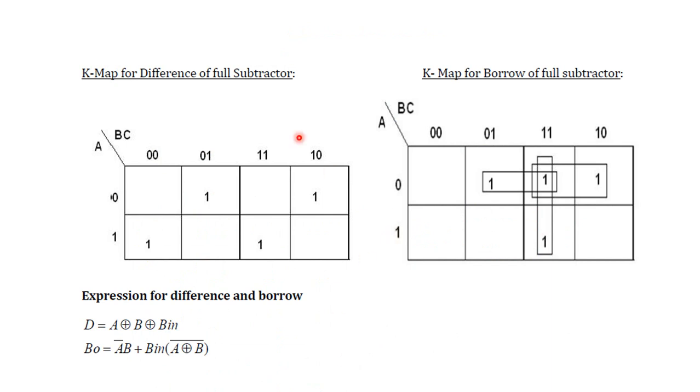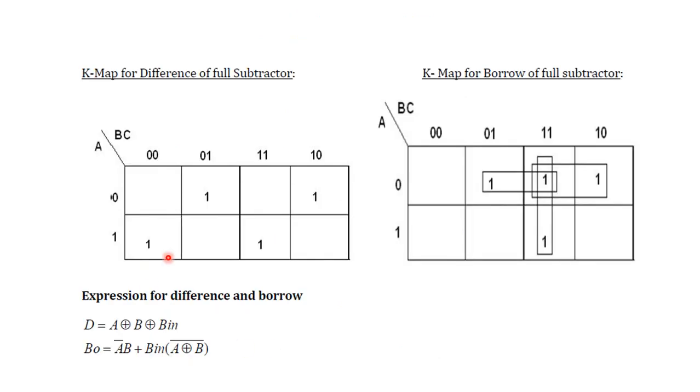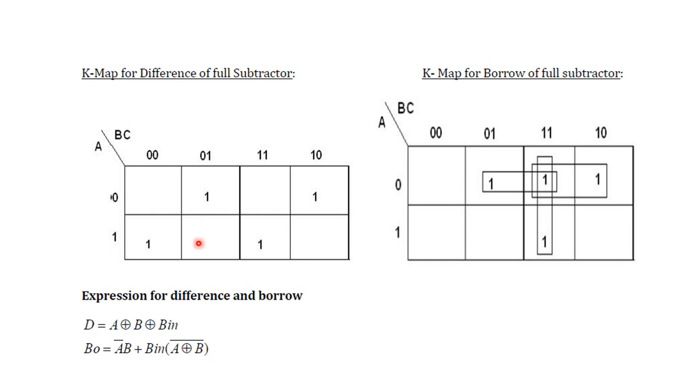The next step is to simplify the difference and borrow. Draw the Karnaugh map and, using this truth table, fill in the ones. Here A and BC are the inputs for the difference. These values are entered using the truth table. Once we simplify this, the expression for the difference is A XOR B XOR Bin.